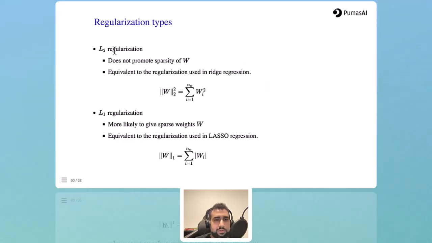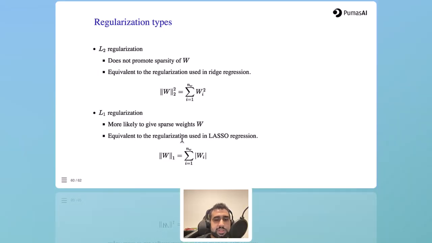Now, L2 regularization is when p equals 2. We often call this L2 regularization. This does not promote the sparsity of W, as we said, and it's equivalent to the regularization used in ridge regression. So if you ever use ridge regression in linear regression literature, that's basically very similar or equivalent to the regularization used there. Again, it ends up being the sum of square of the weights when p equals 2. Right, so this is the L2 regularization.